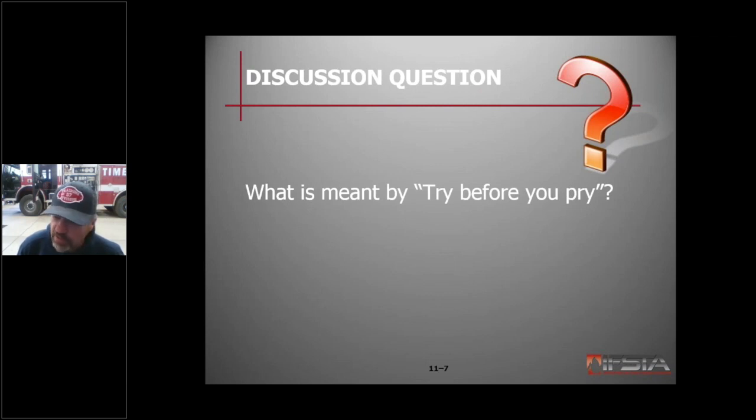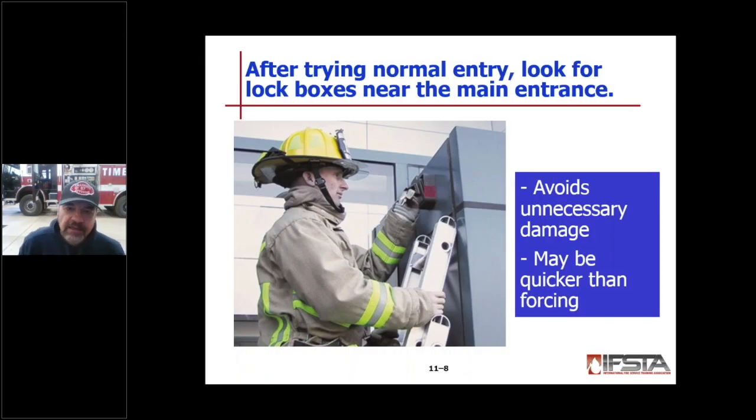Anytime we have a potential forcible entry incident, we want to make sure to try first. After trying the normal entry, some buildings have a lock box. Sometimes it's called a Knox box, K-N-O-X, like Fort Knox. These are boxes that we have a special key to on many of our apparatus. And that apparatus key will open all these lock boxes in the county. And inside that lock box is a key for that particular building or doorway.